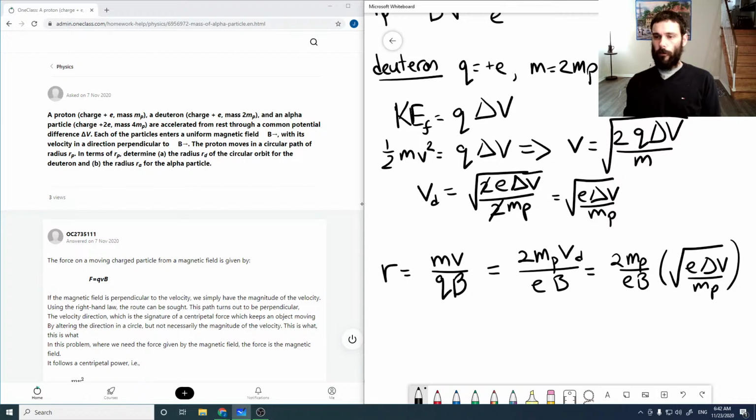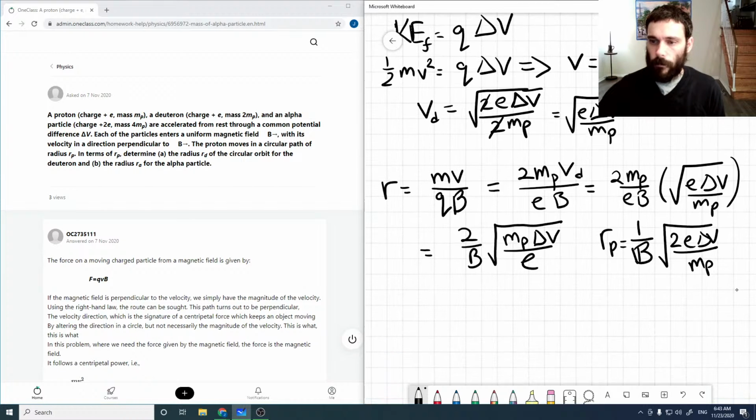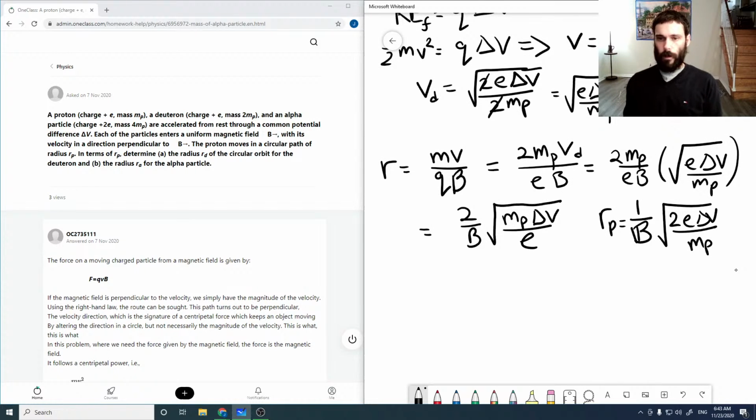and then again, we can move the E inside the square root and the MP inside the square root. And now to compare this to our RP, right? Remember that our RP is 1 over B square root of 2e delta V over mp. So we almost have that, but this 2 needs to be moved, a bit of it needs to be moved inside the square root.